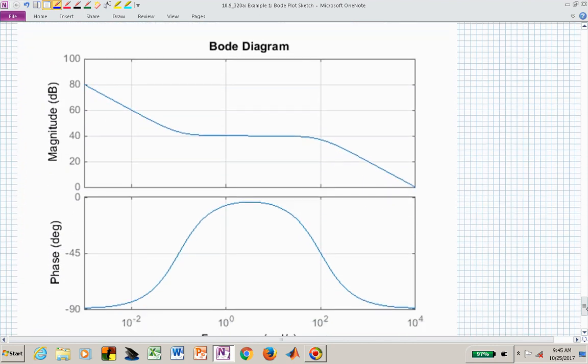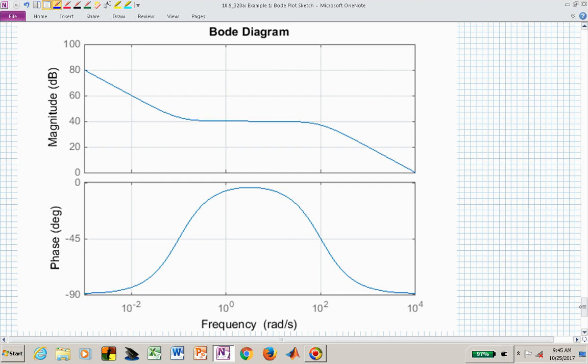And here is what MATLAB produced for that particular transfer function, and hopefully you can see that that is consistent with what we sketched. Obviously there's a little bit more curve to it because we were doing straight line approximations, but the shape is there and it's consistent with our hand-drawn sketch of the Bode plot. Congratulations.